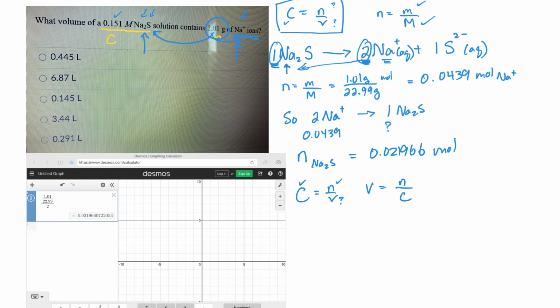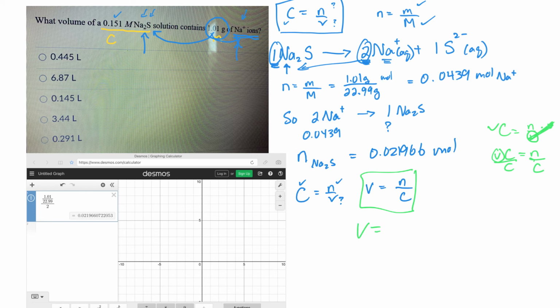If you're not sure how to manipulate the formula like that, here's a quick note. If I want to know what V is, and it's on the bottom, let me do this in a different color. I have C equals n over V. If I want to solve for V, it can't be on the bottom, so I multiply both sides to get V on the top. I'd get VC equal to n, because these cancel. Then if I want V by itself, I divide this side by concentration. That's how I got this formula.